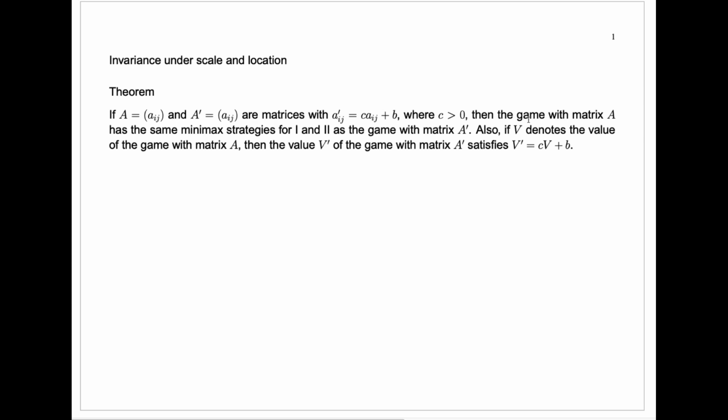Today we're going to talk about linear programming. But before we do that, I wanted to talk about one thing that appears in the book in section 4.3, or 10.3 in the Kindle edition, and that's about invariance of a game under scale and location. We've talked about at least a big part of this before, so let me explain what I mean.